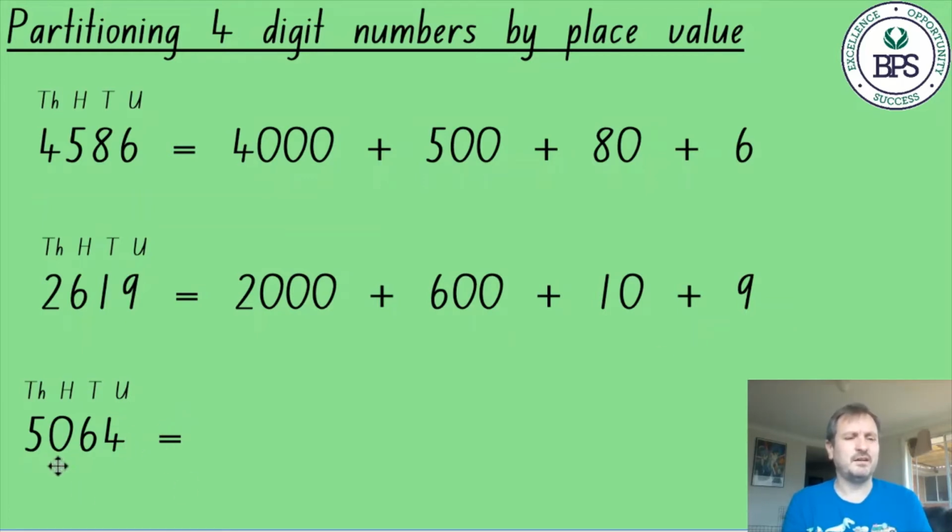Our last number is 5,064. Now this one's a little trickier because it has 0 in one of the places, and we don't hear the 0 and we don't say the 0. So we also don't need to write the 0, but it's important that it's there because without it, the number would be something very different.